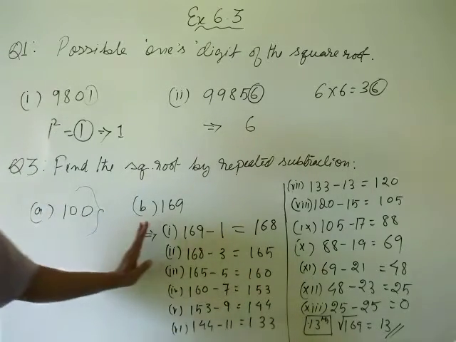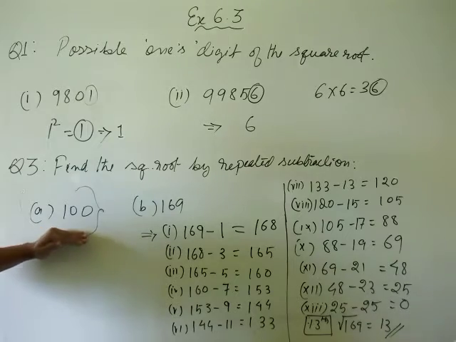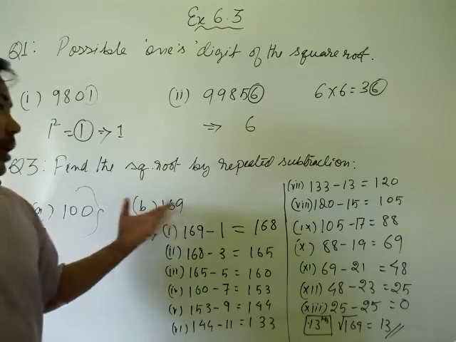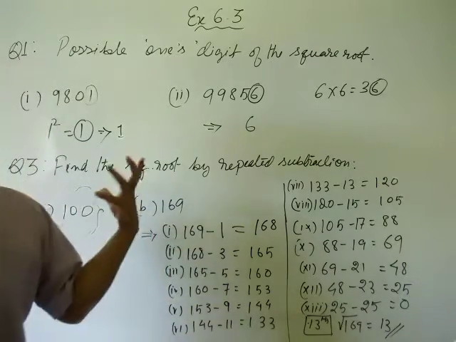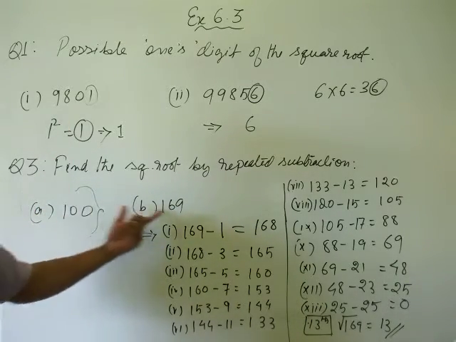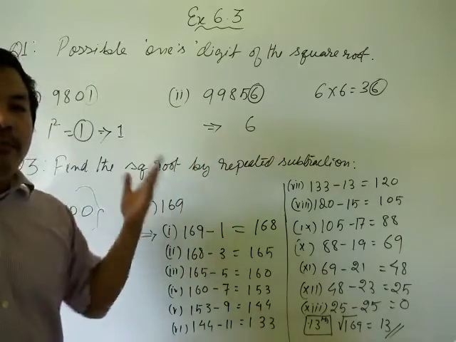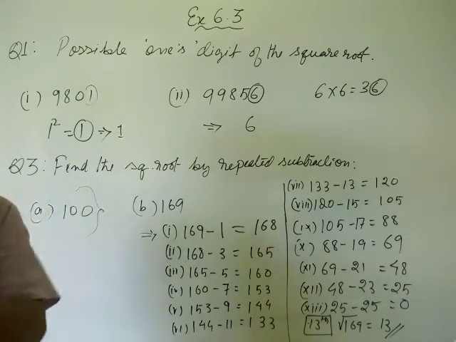So like this, please do this question for the number 100 also. In your question there are just these two numbers, 100 and 169. I have shown 169 here, so for 100, please do this. Okay, clear? Let us go to the next question.